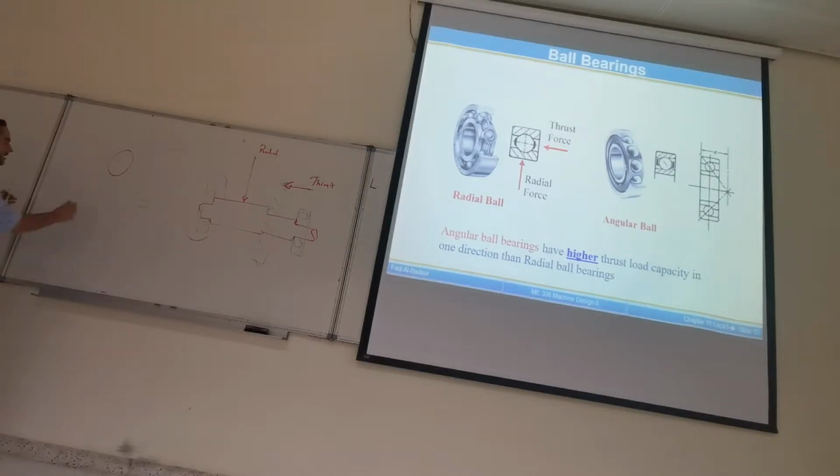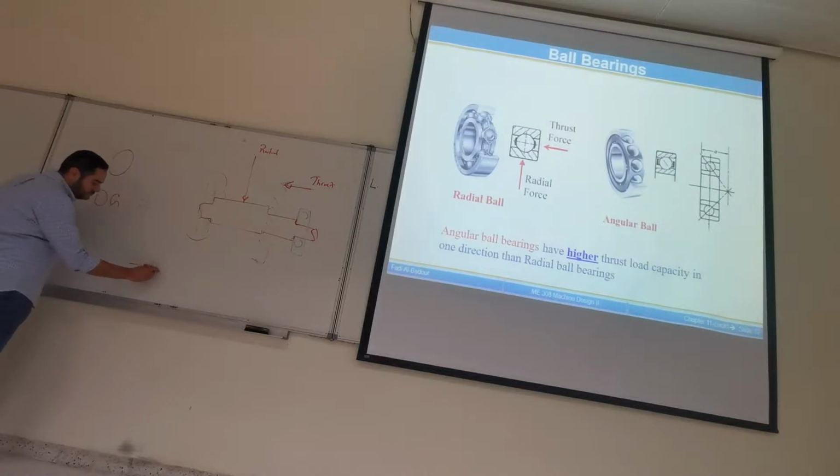Now the second type, after deep groove, is different. In the second type, the groove is not symmetric. So again, this is the inner ring. This is the outer. So what is the difference? This is angular contact.